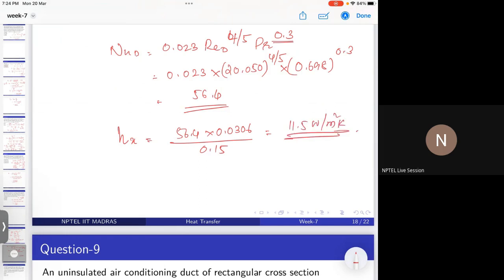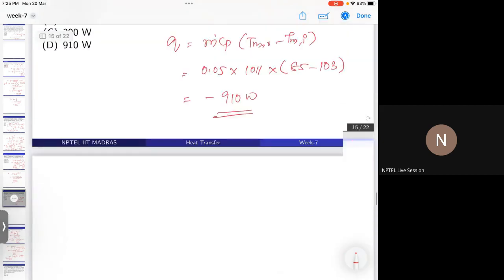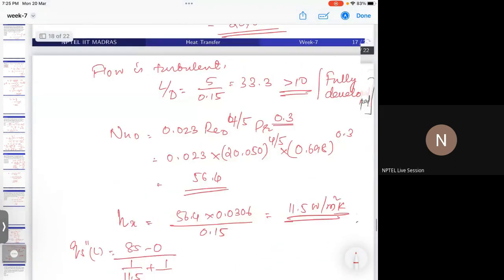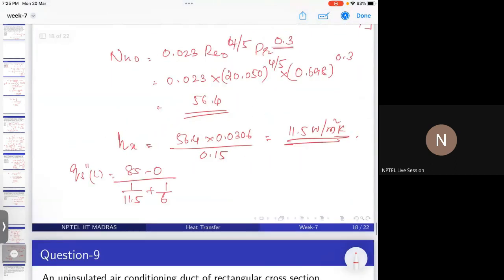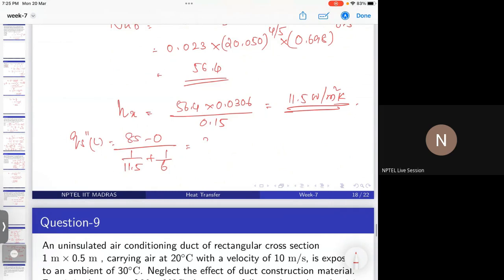So now you can find out what is the heat flux. That is 85 minus 0 divided by 1 by 11.5 plus 1 by how much is ho? It's 60. Sorry, 6. Okay. So you'll get the heat flux at exit as 335 watt per meter square.